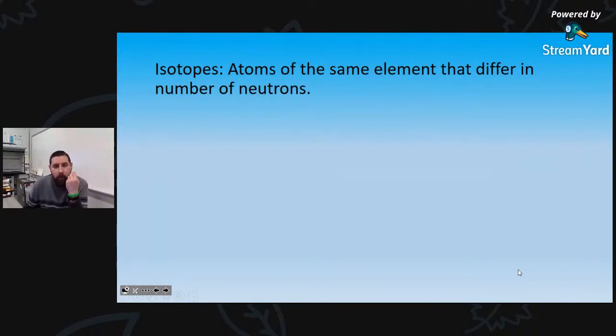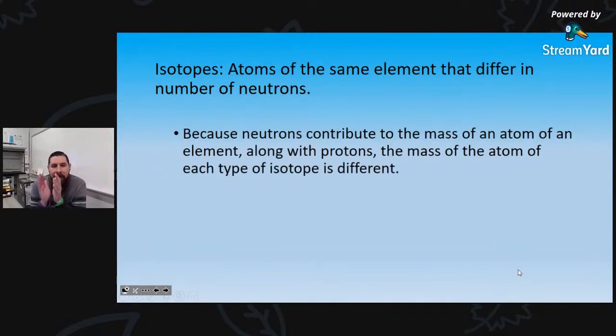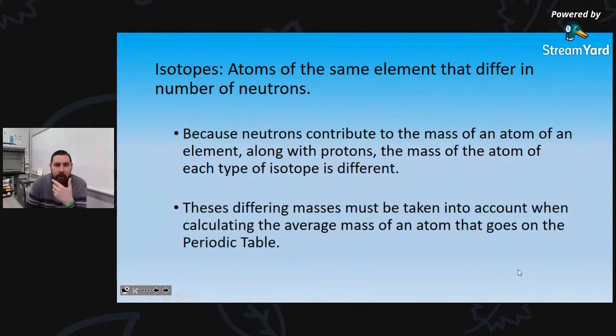When we're looking at isotopes and the fact that they differ in their number of neutrons, because those neutrons contribute to the mass of that atom of an element along with those protons, the mass of the atom of each type of isotope is going to be slightly different. We don't record the individual masses of each isotope on the periodic table. Instead, we report an average. And if we're going to report that average, then those differing masses of the isotopes must be taken into account when we calculate that average mass of an atom that ends up going on to a periodic table.